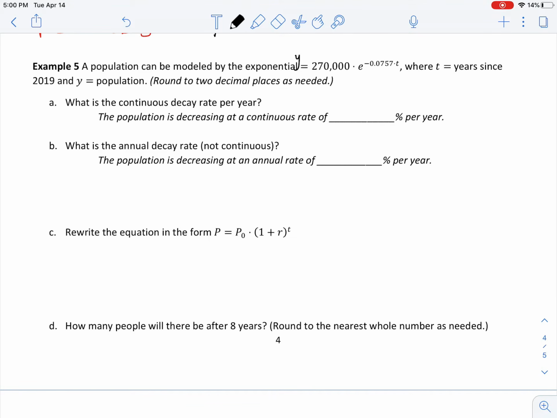Y equals 270,000 times e raised to the negative 0.0757t. Now, that's a negative number, so this population is going down. Where t is the year since 2019 and y refers to the population. We want to round to 2 decimal places as needed.